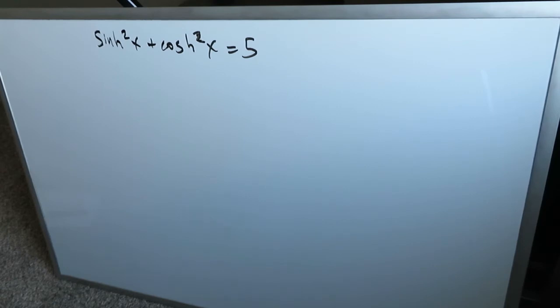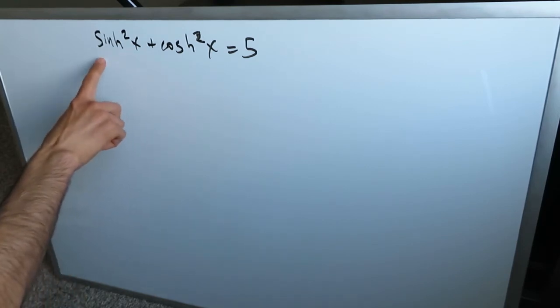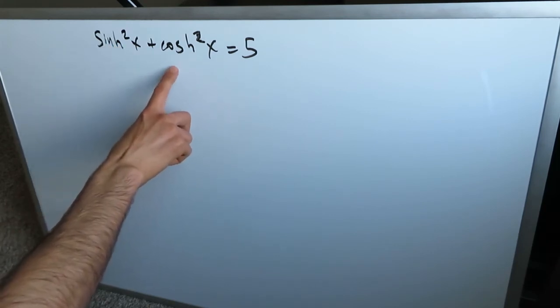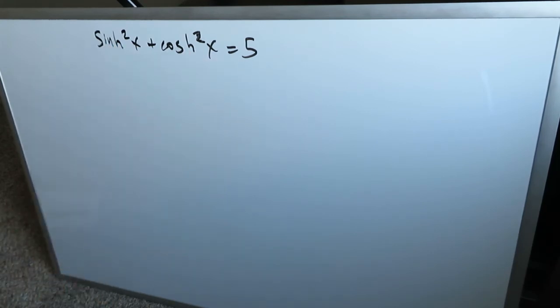I want to present here an interesting question. I believe you'll find this to be quite interesting. Hyperbolic sine squared x plus hyperbolic cosine squared x is equal to 5. It may seem a little tricky at first, but just proceed with it as you normally would using your individual definitions.